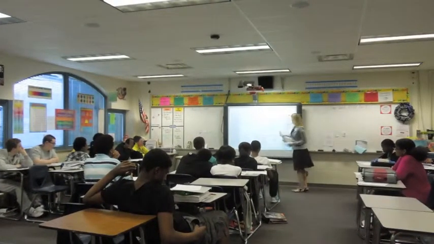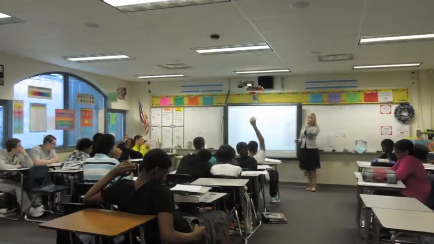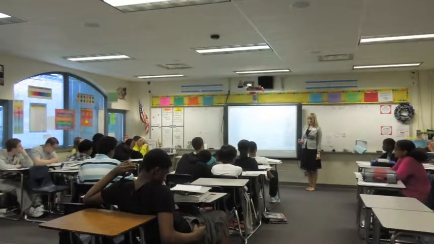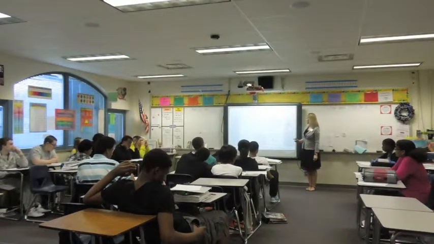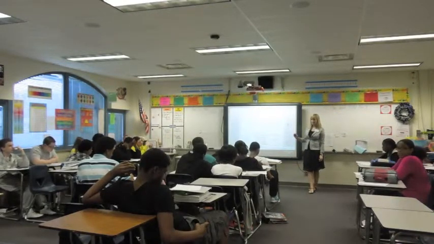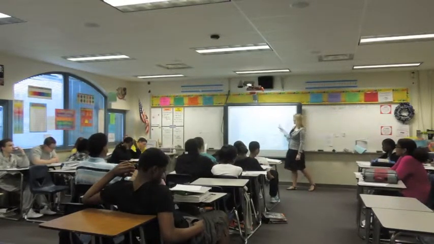Let's take a look at number 3. You're supposed to make 20%. Okay, 20% into a decimal, what would that be? 20% in a decimal form. 0.20. Okay, so how do we figure this out?